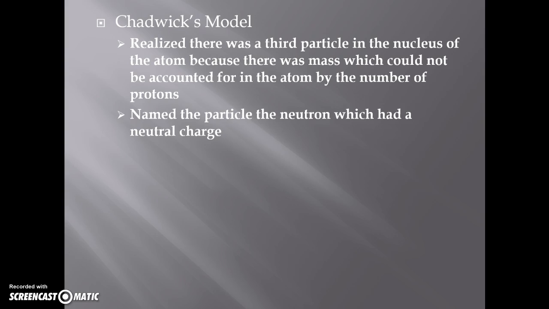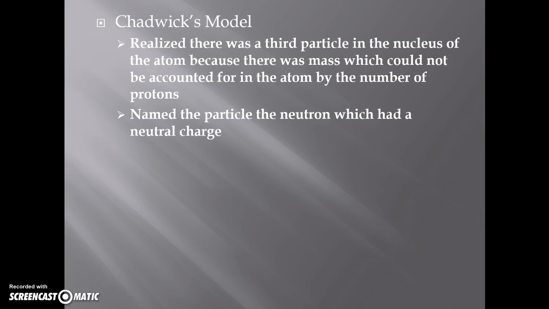They figured out there was a third particle, and this third particle had to be in the nucleus of the atom. And so now we have the three major particles, sometimes referred to as subatomic particles, in the atoms. So you have Thomson discovering the electron, you have Rutherford discovering the proton, and you have Chadwick discovering the neutron. And so now we have kind of a new concept.